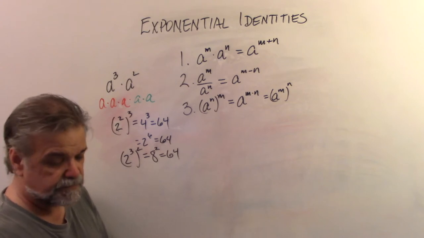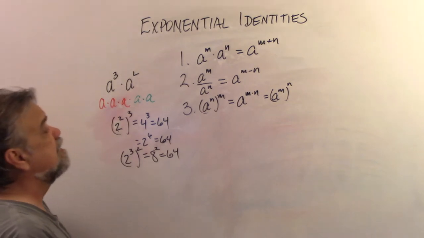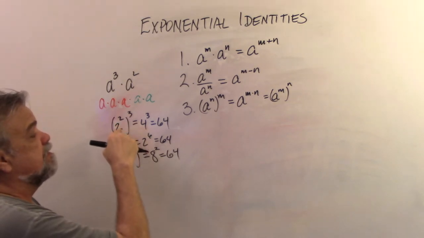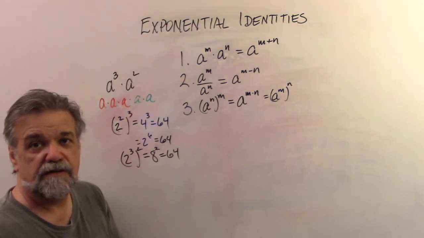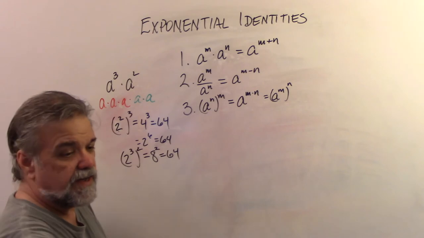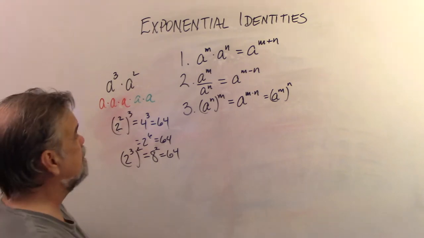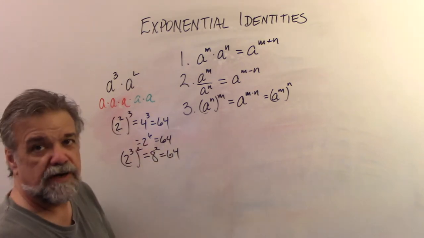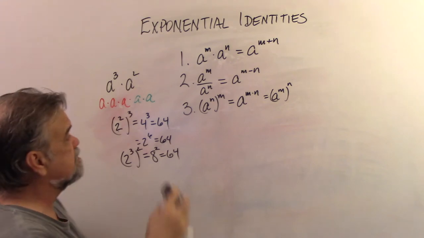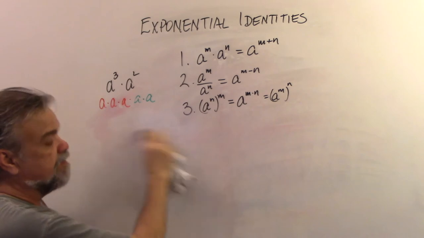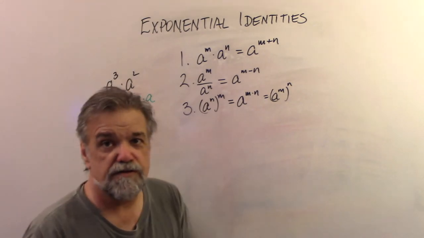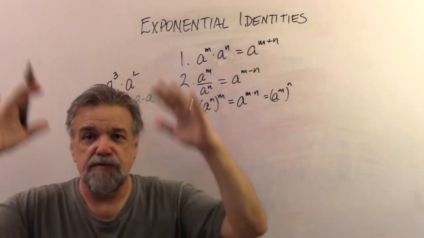All right? But the long and short of it is, if you have something to a power to another power, you end up multiplying those exponents. And again, I think once you play around with some small positive integers, you can see that that's going to be true. So those are the big three, okay? Those are the ones that, from those, we get all the other ones.